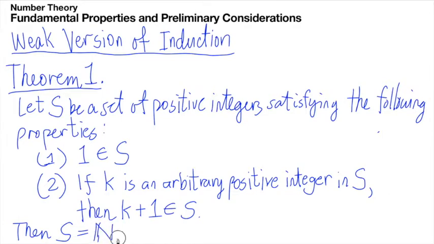Meaning, this holds if S is a set of positive integers satisfying the following properties: 1 is in S, and if k, an arbitrary positive integer, is in S, then the next number after it, k plus 1, is in S. Therefore, this S is just the natural numbers. Okay, so that's our Theorem 1. Let's give a proof.